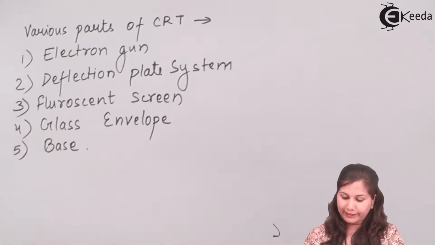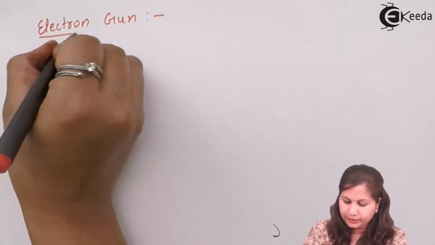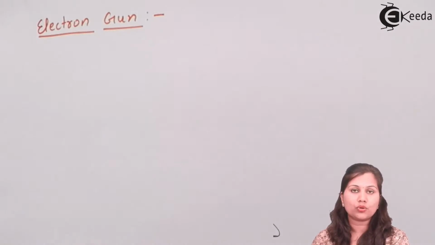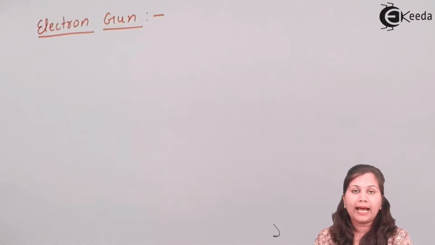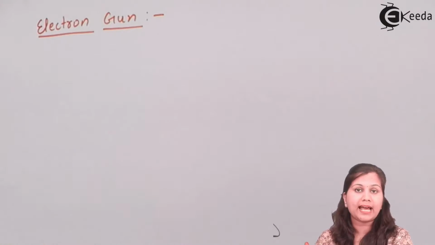Now coming to these parts, first we will have the electron gun. The electron gun is the source of the electrons, and it is going to produce an accelerated, energized and focused beam of electrons.